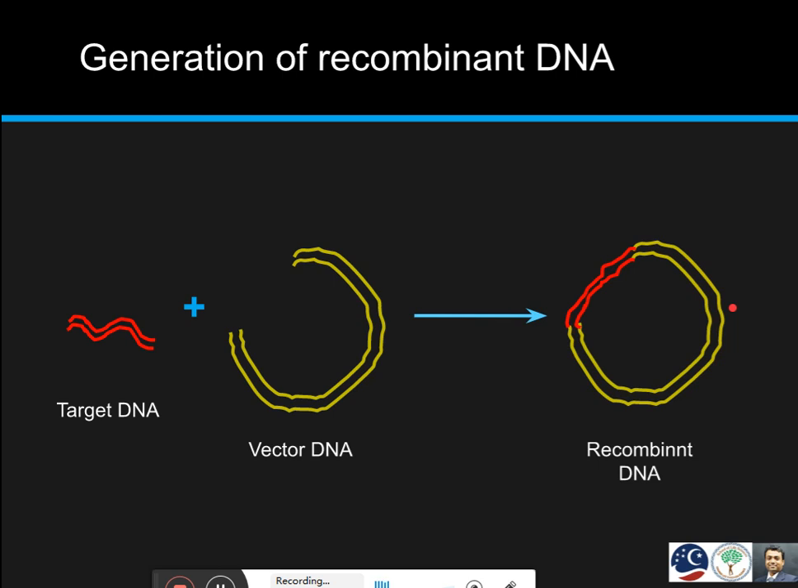Now this whole process, the joining of these two cut ends here and here, is performed by another enzyme known as DNA ligase. So this is the step which is also needed in the generation of recombinant DNA. If you remember, in the first slides we mentioned DNA ligase as one of the requisites for the cloning step. So this is the role of the DNA ligase enzyme.